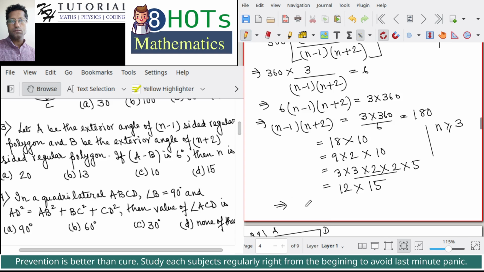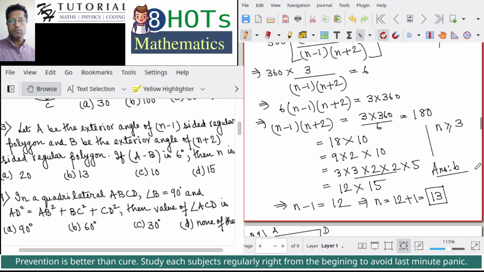So this will definitely imply that n minus 1 has to be equal to 12. n minus 1 is 12, so this will imply that n is equal to 12 plus 1, which is 13. So n is 13. Okay, so the correct choice is B. B is the correct choice.